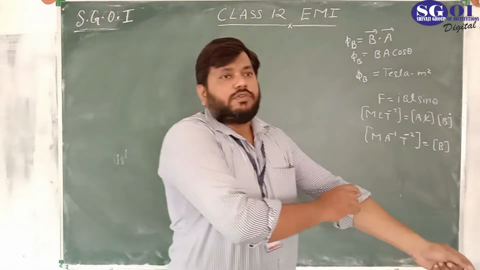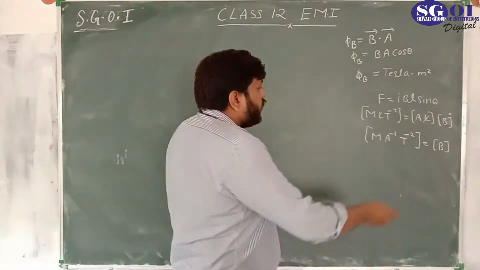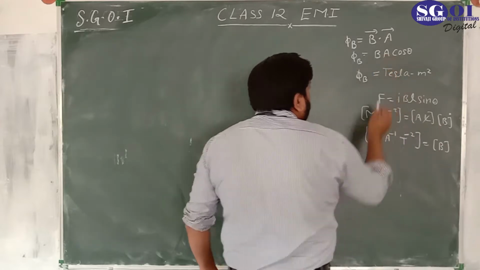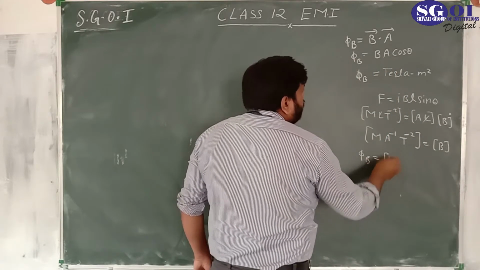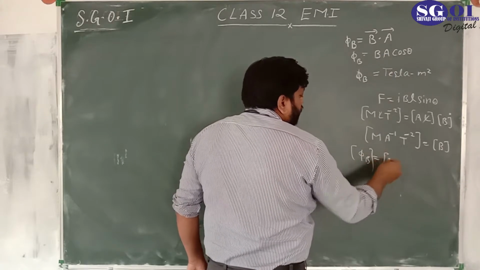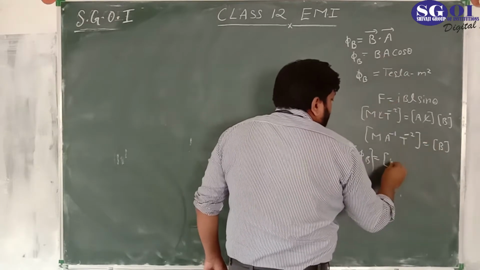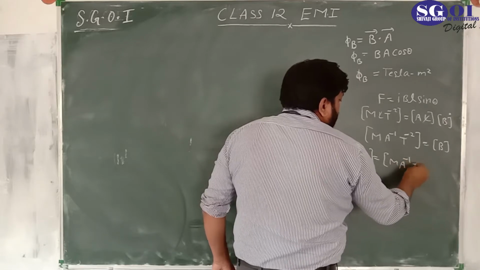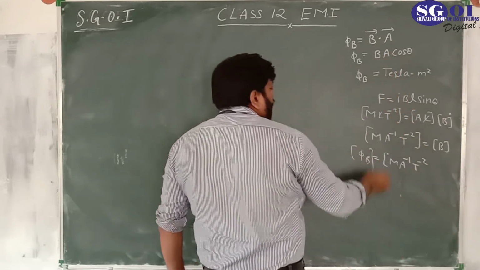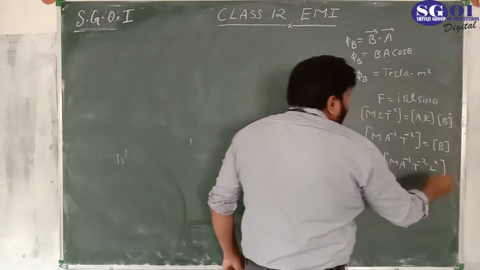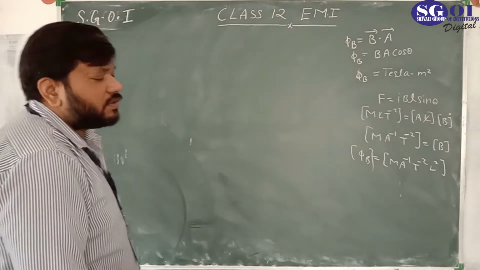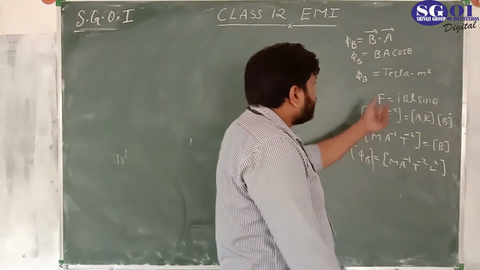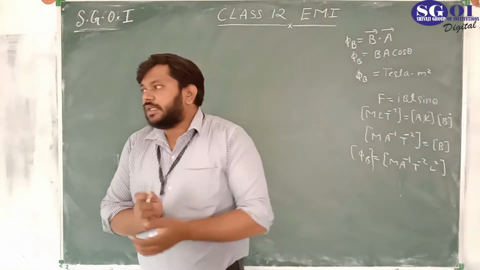This is the dimensional equation, and we can use this dimensional formula to find the dimension of phi B. The dimension formula of phi B is equal to that of B times A. B is M A to the power minus 1 T to the power minus 2, and for A it is L squared. So this is the dimensional formula for phi B: M L squared T to the power minus 2 A to the power minus 1, and this is the unit in the SI system.